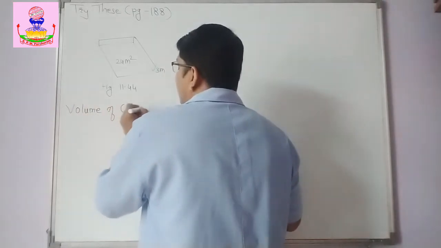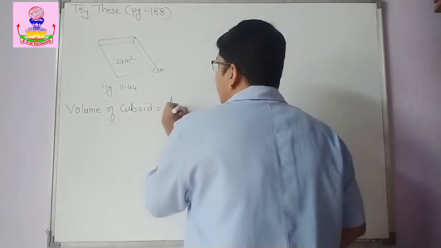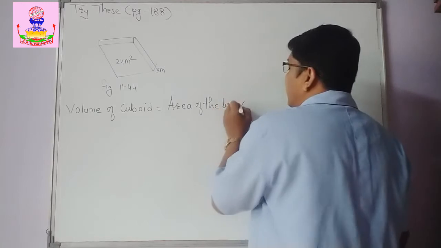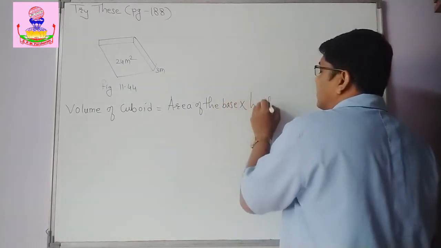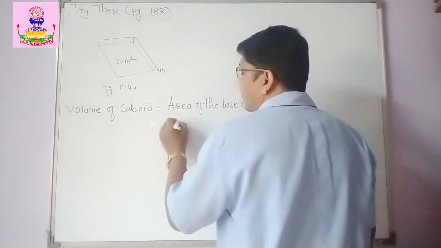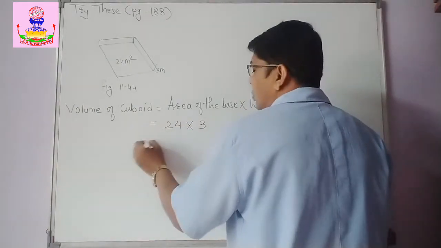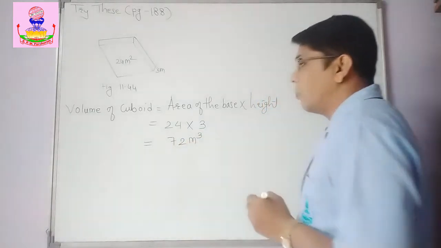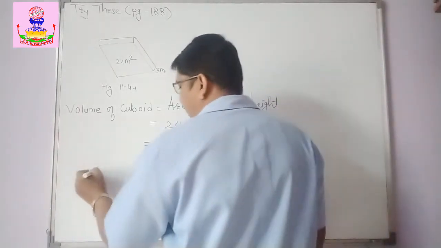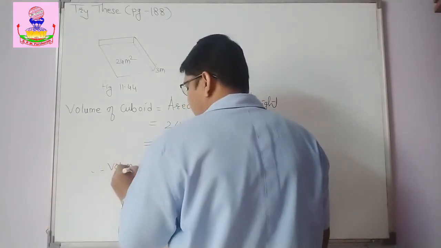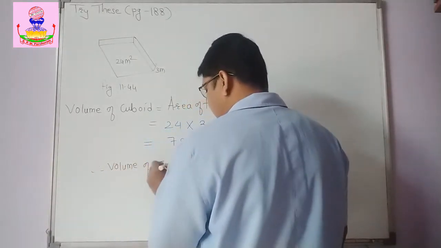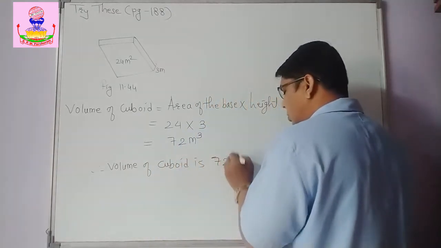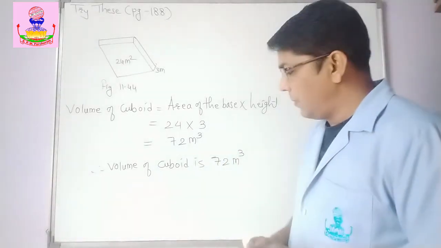is equivalent to area of the base multiplied by height. Now here area of the base is given 24, height is 3. So 24 times 3 is 72 cubic meter. That is the volume of cuboid. So volume of cuboid is 72 meter cube. Okay.